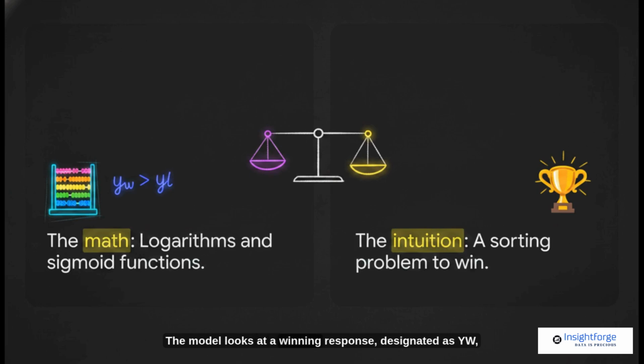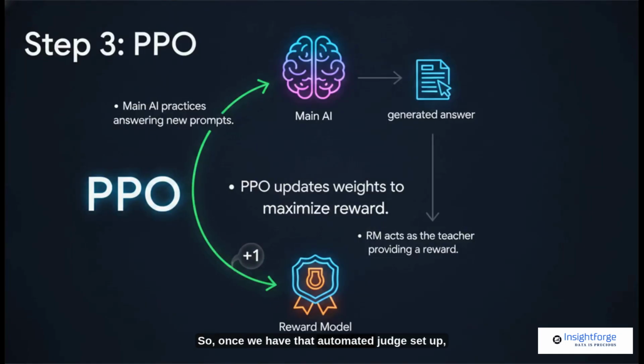The model looks at a winning response, designated as YW, and a losing response, YL. The equation simply forces the model to adjust its internal weights so that the score it gives the winning response is always higher than the score it gives the losing response. That's literally it. It's just mathematically ensuring that our AI judge gives the gold medal to the exact answer humans preferred.